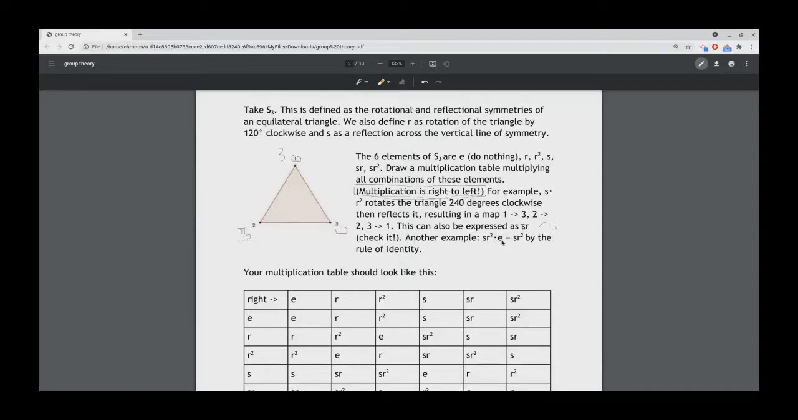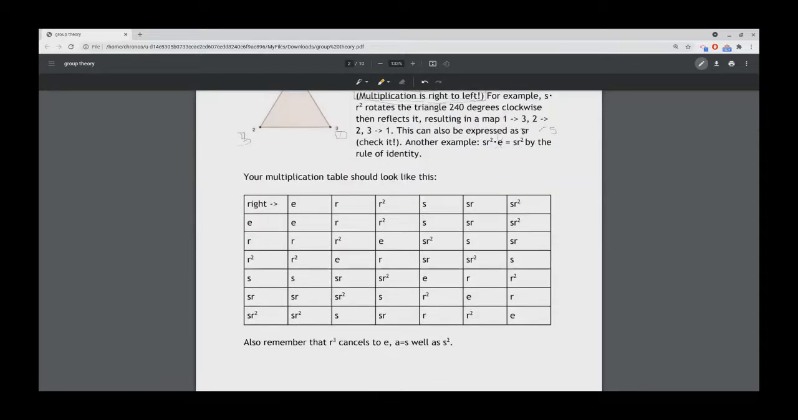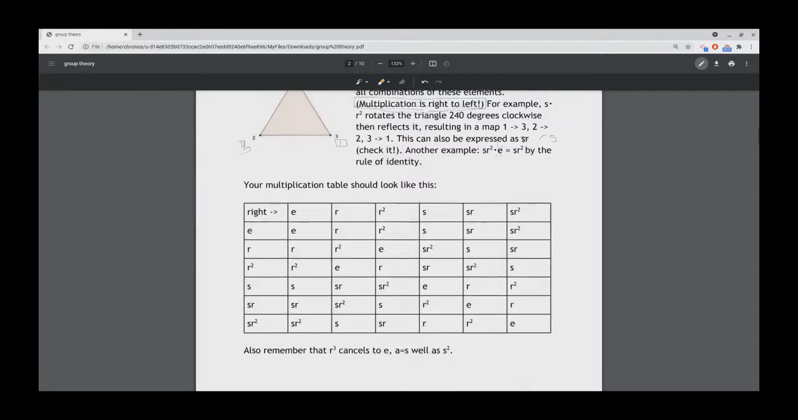Another example: SR squared times E is equal to SR squared by the rule of identity. E doesn't change anything, so we can pretty much just remove it when we're multiplying. Normally I would ask you guys to fill out the multiplication table, but since we only have an hour, I'll just show the multiplication table here.